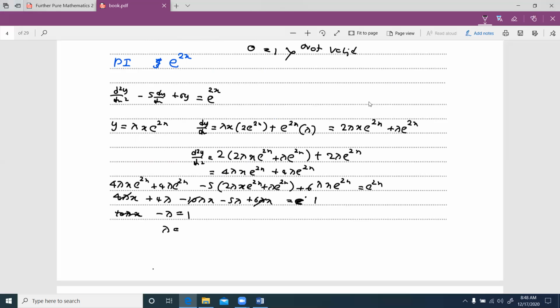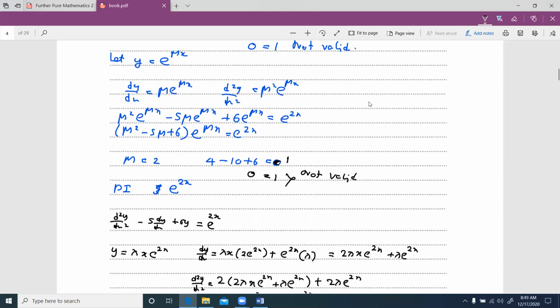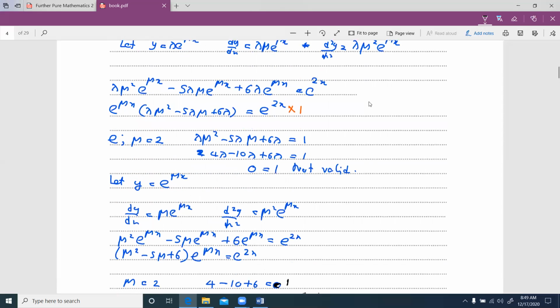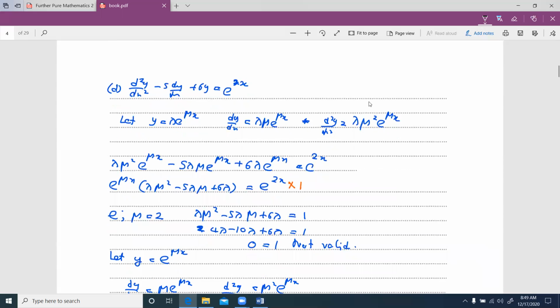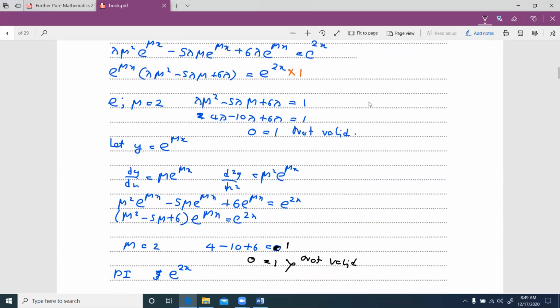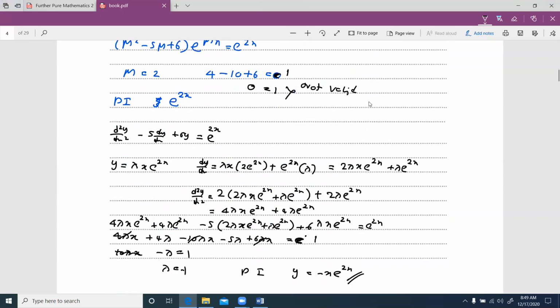So therefore lambda equals how much? Lambda equals minus 1. With that you can find the particular integral, y equals minus x e to the power 2x would be the particular integral for that. With that you can find the complementary function and you can do this question. So in these kinds of situations, this is the way; we have to do different kinds of alterations if you really need to go ahead with this kind of questions. Hopefully you understand.